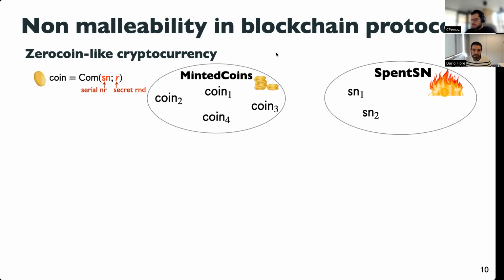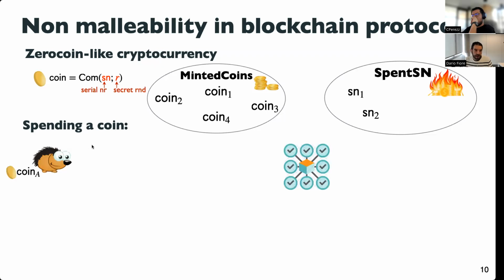Now, the blockchain keeps track of two sets: the set of minted coins, so coins that have been produced and accepted to be valid, and we'll see how you accept them to be valid. And then a set of spent serial numbers, so serial numbers that have already been used and you cannot reuse anymore, otherwise you would have a double spending attack.